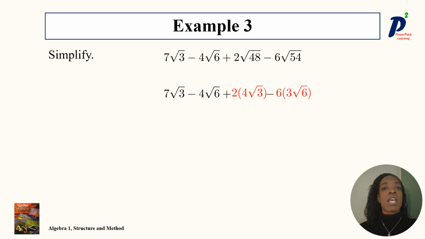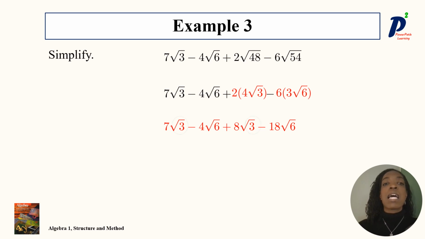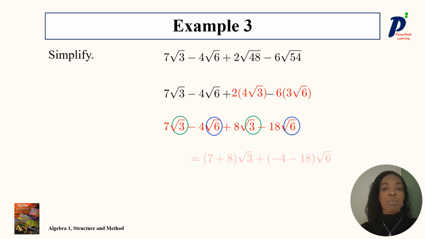Okay, so now we're in good shape because all we need to do is 2 times 4 root 3 is 8 root 3, and 6 times 3 root 6 is 18 root 6. So now we can combine our like terms. I'm going to get 7 plus 8 radical 3 plus negative 4 minus 18 radical 6, and I'm all set.